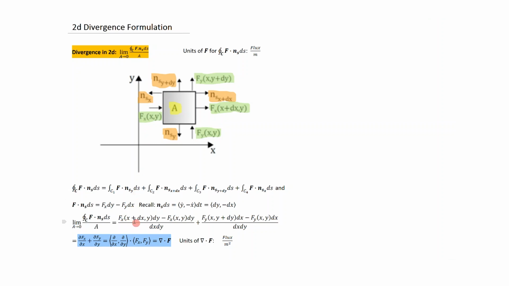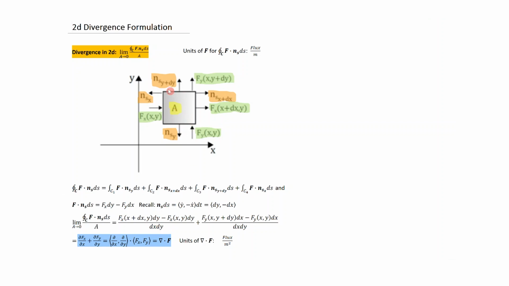So you'll notice here you have f of x plus dx, y minus f of x, y times dy. So fx dx would be this one. So this would be the dot product between these two, right? And then we have the dot product between these two. But the dot product here and the dot product here, basically one of them produces a positive value, the other produces a negative value. So there's a positive, there's a negative. And we divide by the differential area, which is dx dy.